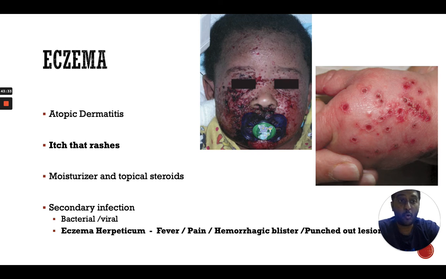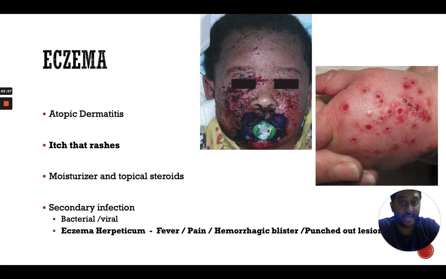So in a patient who is already known to have eczema and comes in with a flare, we need to make sure there's no secondary infection, because secondary infection will require additional treatment. Secondary infection can be viral or bacterial. If it's a bacterial infection, topical or oral antibiotics based on the severity can be used.